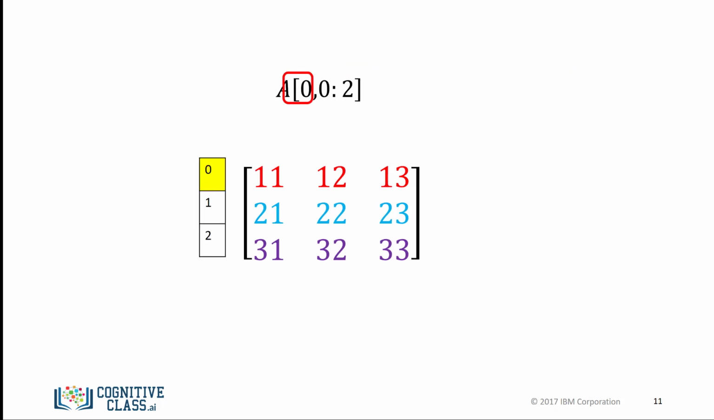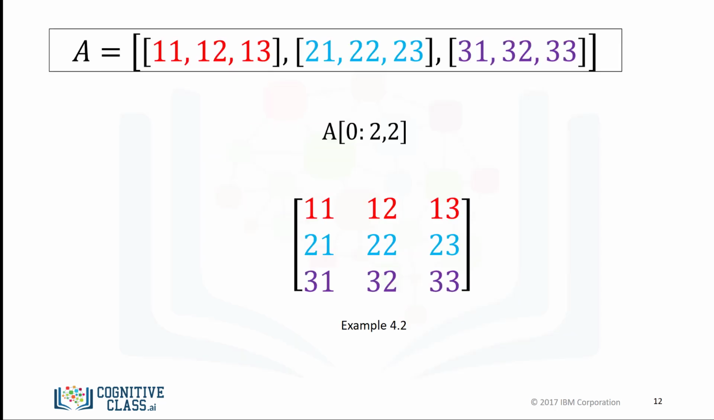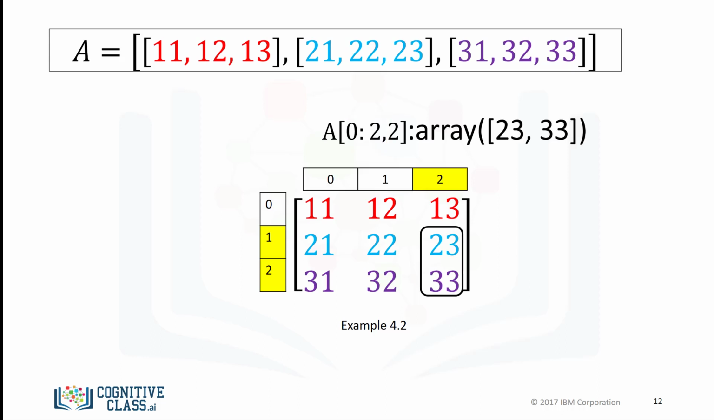The first index corresponds to the first row. The second index accesses the first 2 columns. Consider this example. The first index corresponds to the last 2 rows. The second index accesses the last column. We can also add arrays.